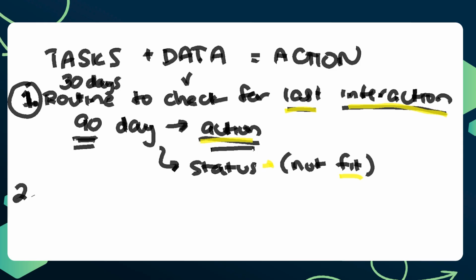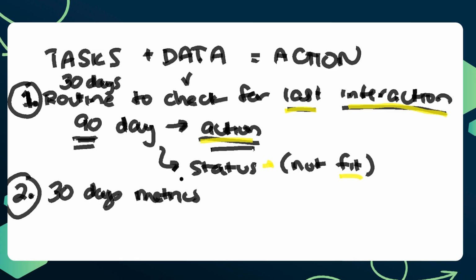Number two, the second routine I want to establish that I want to put inside my task management system of some kind is metrics, because I know for me, metrics motivate me. And so what I'm going to do is create a routine, let's say every 30 days. Is that too much? Let's say 30 days again. Every 30 days, we're going to pull metrics on how I'm doing on this effort.